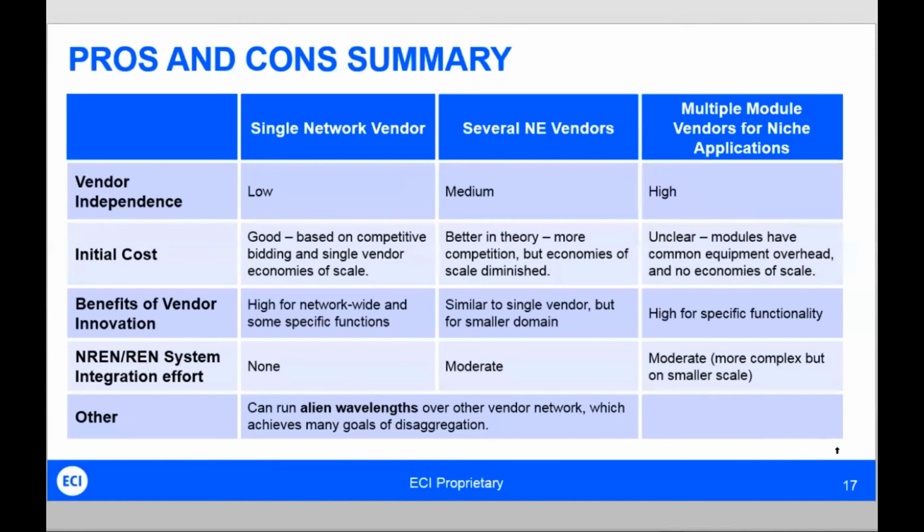And the final point I wanted to make here is just to reiterate something I said earlier. Alien wavelength is something which has been around for a number of years. It's whereby you're running one vendor's transmit-receive pairs over another vendor's line network in terms of ROADM and amplifiers. And again, this has been taking place for some amount of time, and to a very large extent, it achieves many of the goals of disaggregation if you particularly like one vendor's equipment for a particular application, say in terms of the kind of optical performance that it's providing.